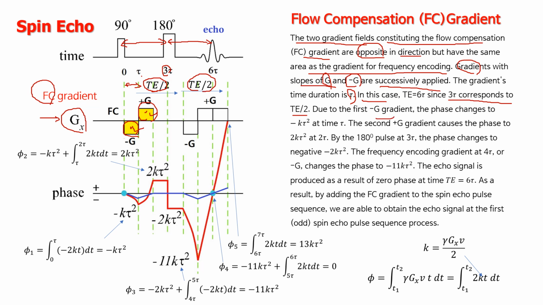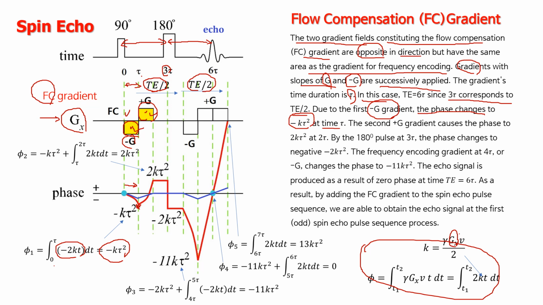Due to the first minus g gradient, the phase changes to minus k tau square at time tau. Using this relation, here we have now Gx equal minus g. So the phase change at this moment is minus 2 kt integral from 0 to tau. So we can have phase change of minus k tau square at this moment tau, right?